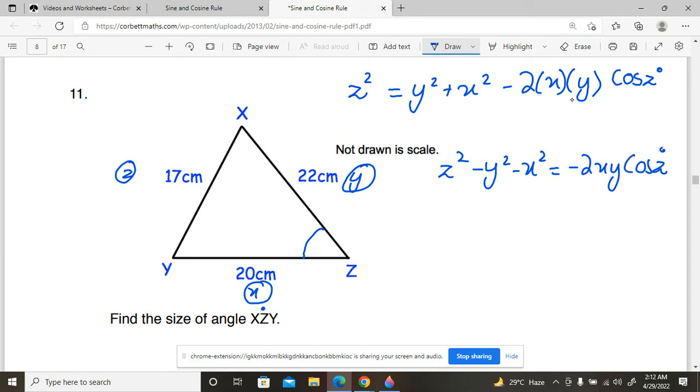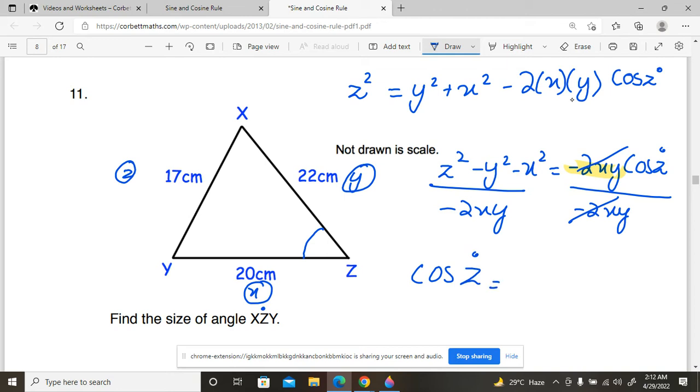Now look at here that negative 2xy is in multiplication here, so we have to divide it. Most common error here is whenever students take this minus 2xy to the left hand side, they just make this positive. So no, this is in multiplication, so you have to divide it. So dividing both sides by minus 2xy, minus 2xy cancel it. Now you got the value that cos z is equals to this thing.